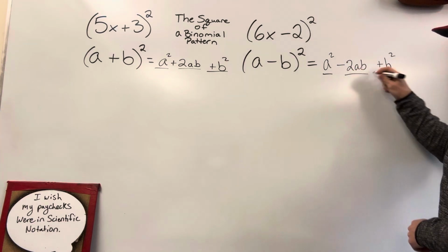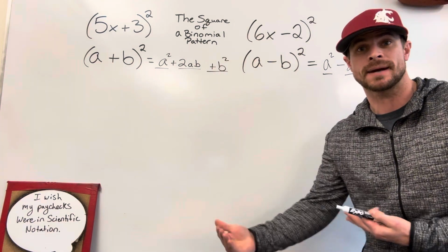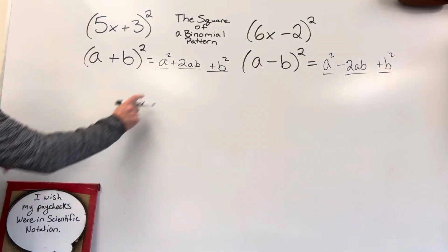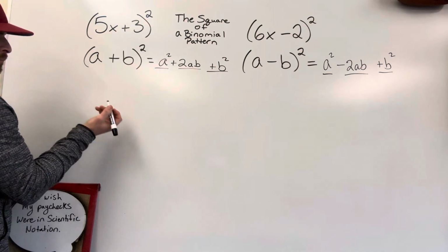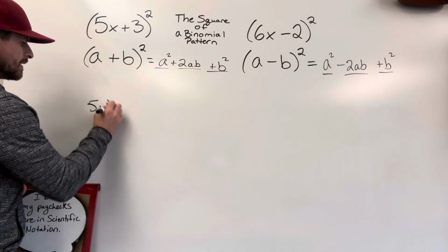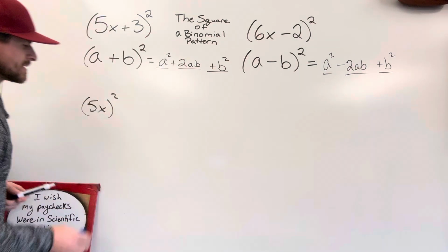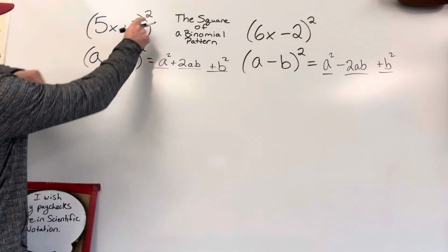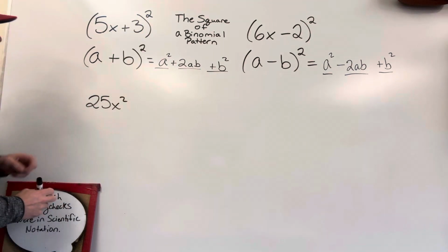Okay, so now that you see the pattern, we can just use it to multiply binomials together very quickly. So I can take 5x as my first term in (5x + 3)². I could just say, what's 5x if I were to multiply it by itself? Well, 5 times 5 is 25, x times x is x². So (5x)² gives me 25x².